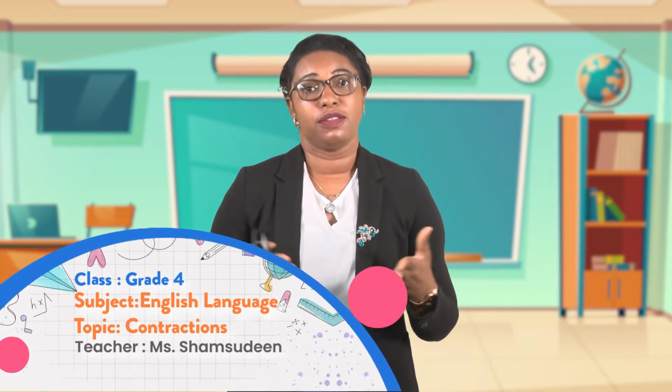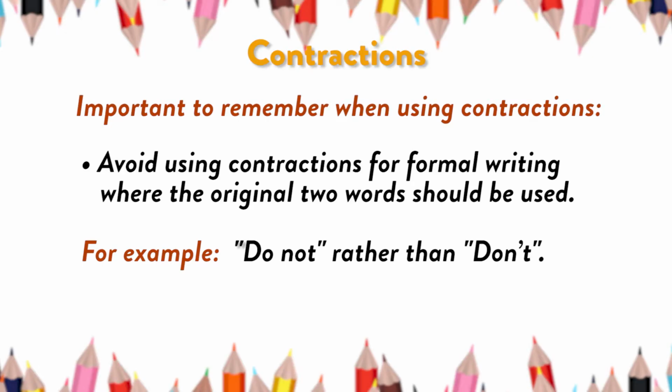That would be considered informal writing if you remember our lesson on letter writing. We say friendly letters are considered as informal writing. Now, you should be advised that you should try as much as possible to avoid using contractions in formal writings where the original words should be used. For example, use the words "do not" instead of saying "don't."